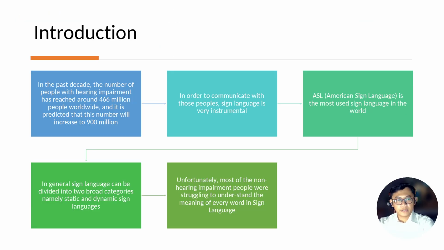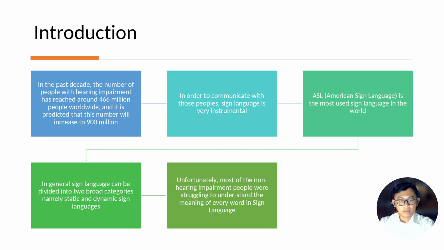Okay, this is the introduction. In the past decade, the number of people with hearing impairment has reached around 466 million people worldwide, and it is predicted that this number will increase to 900 million. In order to communicate with those people, sign language is very instrumental and fundamental. ASL, or American Sign Language, is the most used sign language in the world.